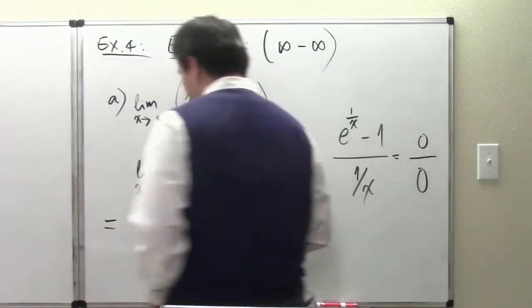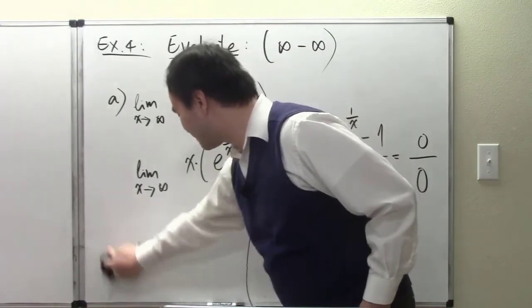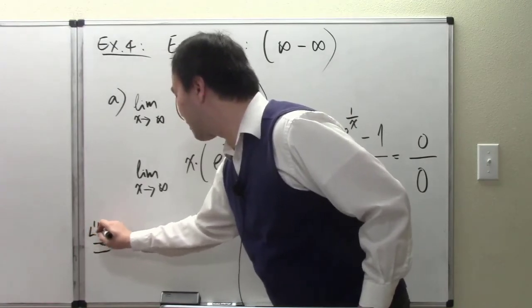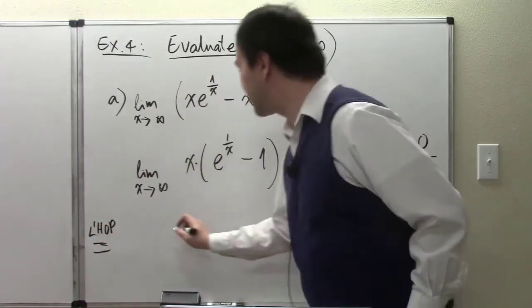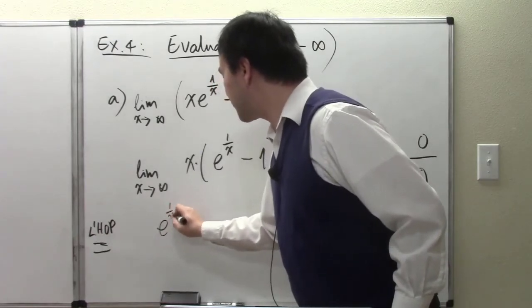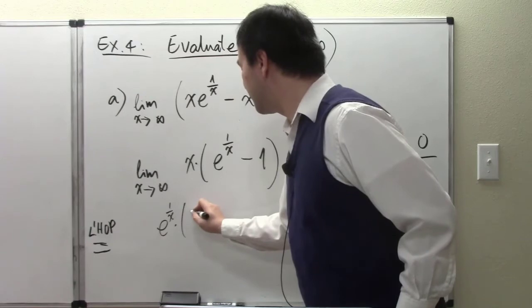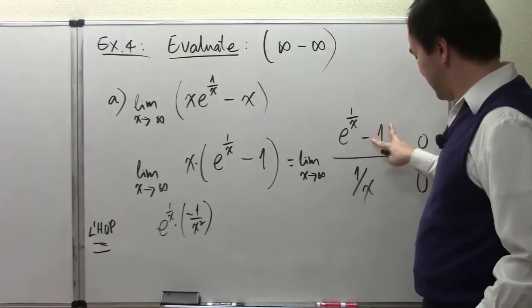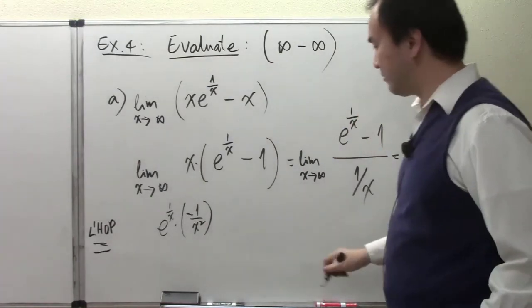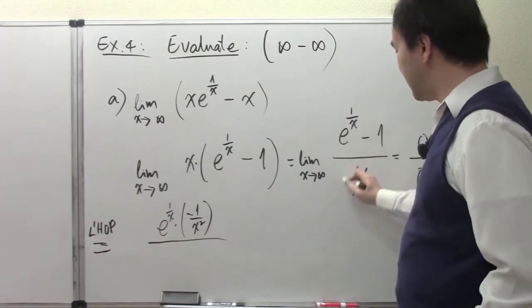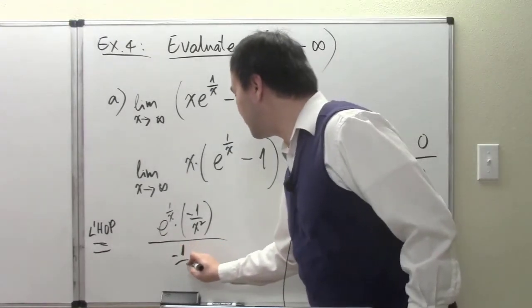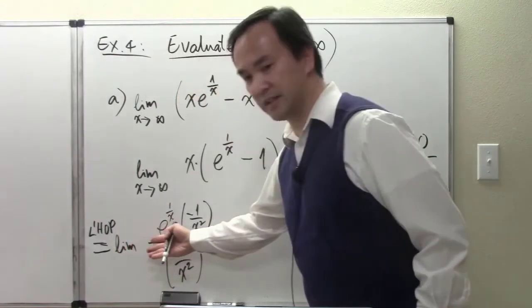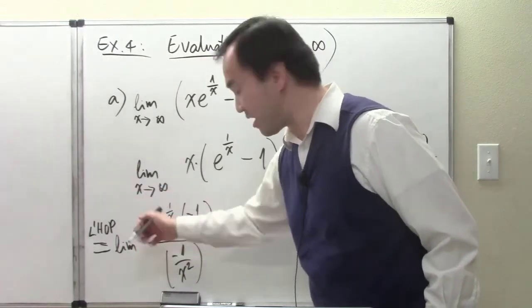I'm going to create a new set of functions. According to L'Hopital's rule, we are looking at e to the 1 over x multiplied by, by the chain rule, minus 1 over x squared. That's how I take the derivative of the first term. The second term in my numerator becomes 0, so I don't have to bother writing it. Now the derivative of my denominator here is negative 1 over x squared. And then we take the limit. It's now a completely brand new setup, a completely brand new problem.